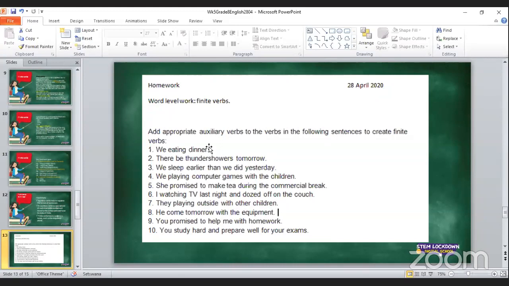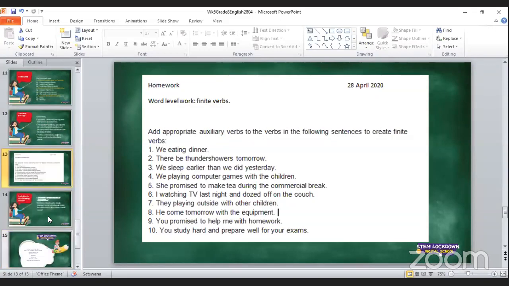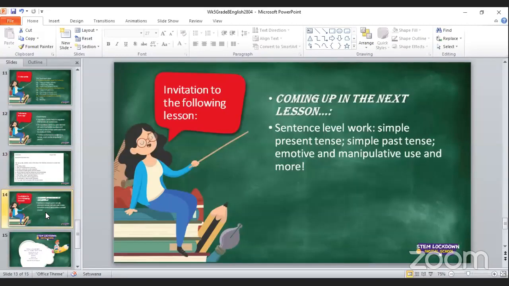So anyway, that, my friends, my learners, is the end of today's lesson. Please do the homework and we'll go through the corrections tomorrow. And just in case you are wondering what tomorrow will be all about, tomorrow will be about sentence level work. We'll be going through simple present tense, simple past tense, emotive language, manipulative language, and more. You don't want to miss tomorrow's lesson, guys. You don't want to miss it.